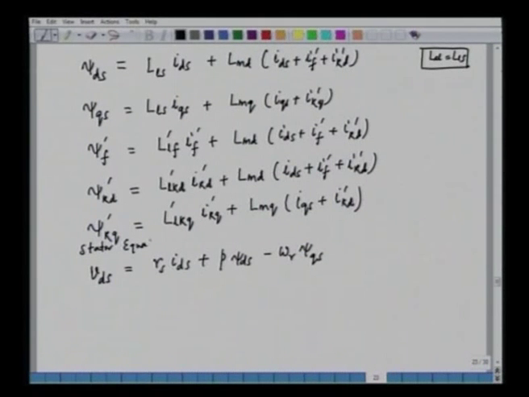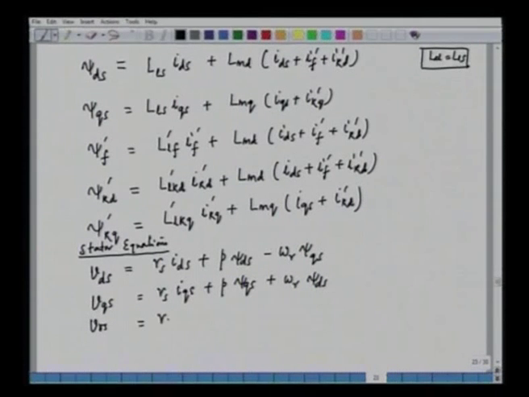These are the stator equations. We can have VQS equal to RS IQS plus P psi qs plus omega r psi ds, and the expression of psi ds is already given here. And the zero sequence equation, we can write as VOS equal to RS IOS plus P psi OS.